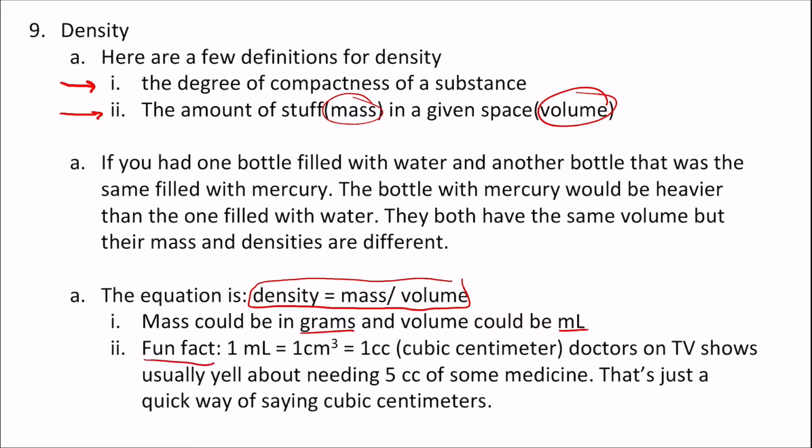Here's a fun fact. 1 milliliter equals 1 centimeter cubed, which equals 1 cc, which is a cubic centimeter. Doctors on TV shows usually yell about needing 5 cc's of something. It's just a quick way of saying cubic centimeters. You should know that these are all the same, that they all mean the same thing.